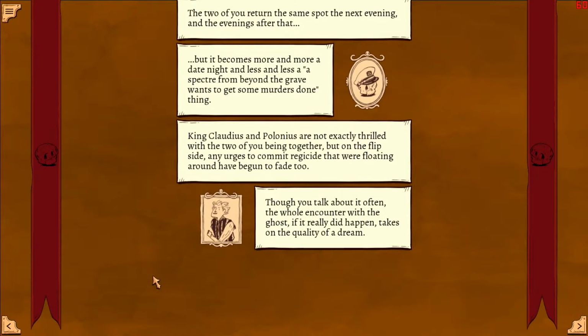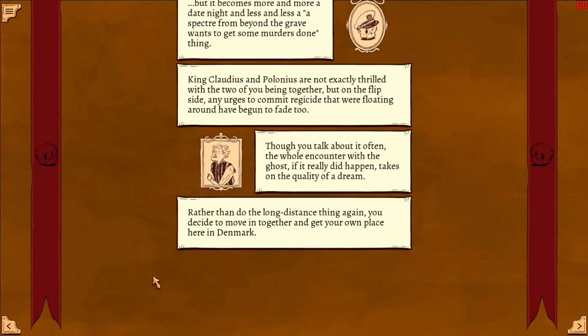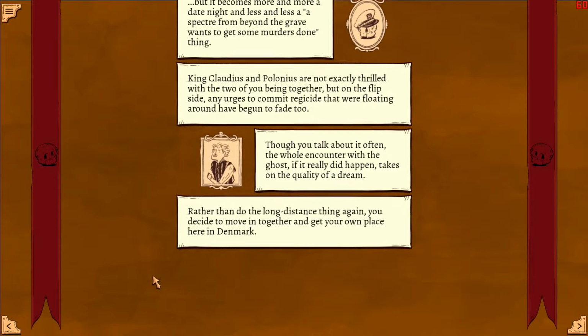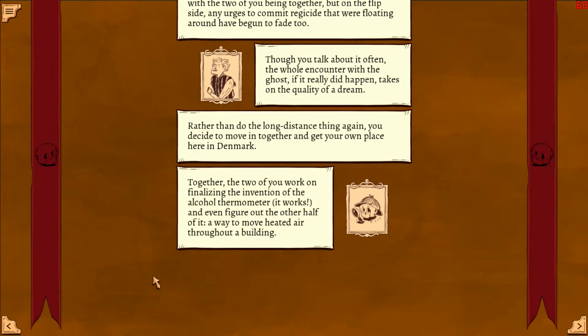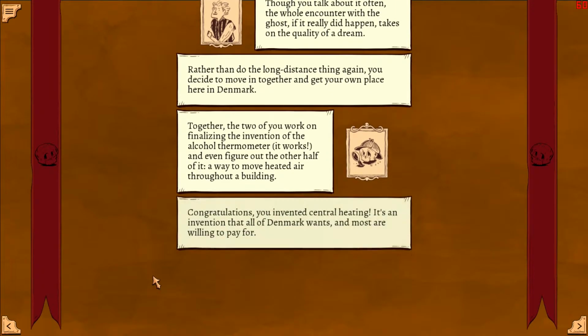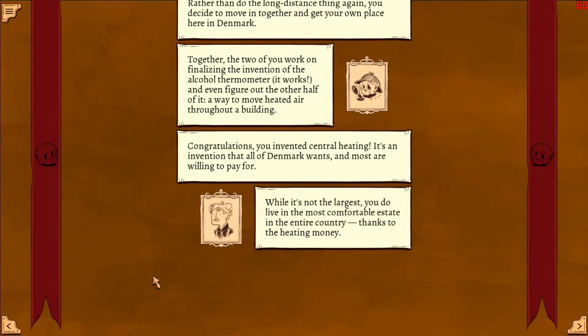Though you talk about it often, the whole encounter with the ghost, if it really did happen, takes on the quality of a dream. Rather than do the long distance thing again, you decide to move in together and get your own place here in Denmark. Together, the two of you work on finalizing the invention of the alcohol thermometer. It works, and you even figure out the other half of it, a way to move heated air throughout a building. Congratulations, you invented central heating. It's an invention that all of Denmark wants, and most are willing to pay for.